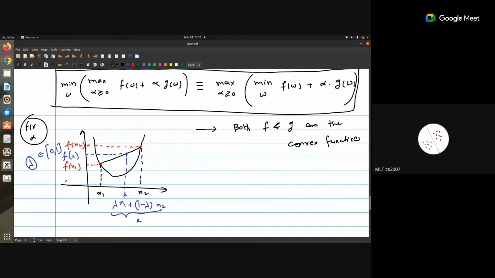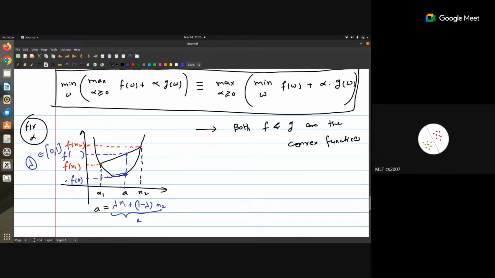I'm just naming this point, so don't say that L is the lower one or something. f of L is the point where this vertical line touches the curve. Sorry, this should be f of a. Yes, correct. So this should be f of a.